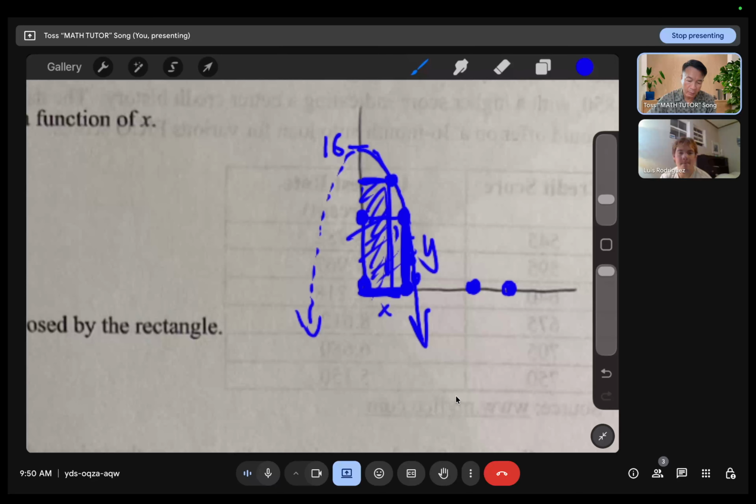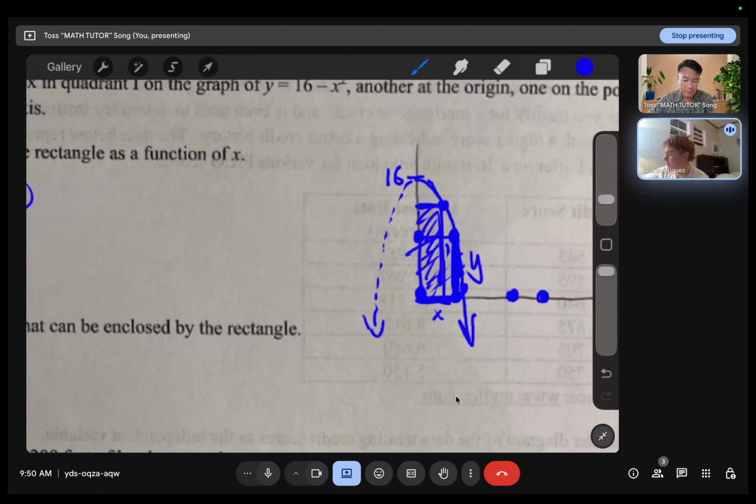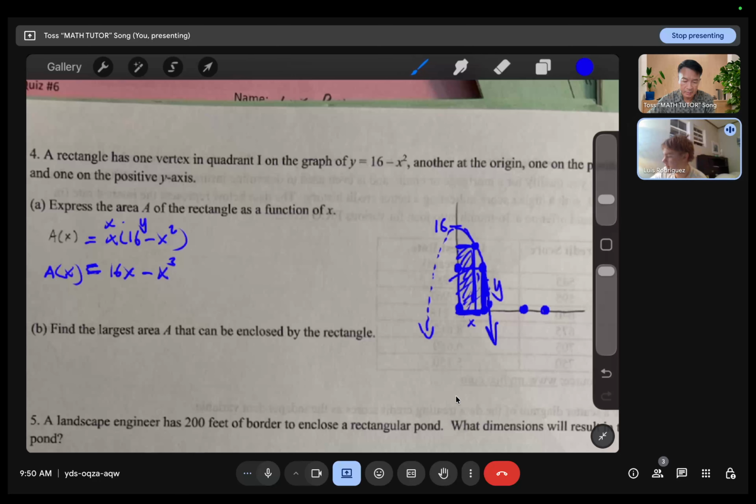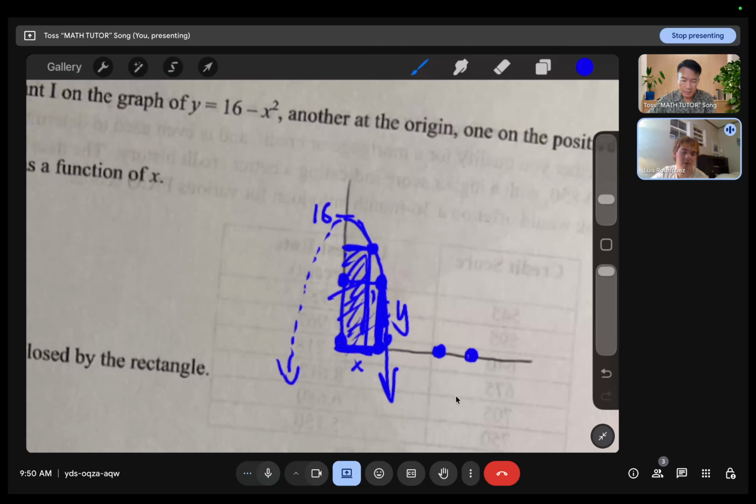So that's what I mean. The y will always be on this side of the curve. Get it? When we're making the equation, like we find the area, so it's the base times the height. And how do we know that the height is 16 minus x squared? Like when you wrote the equation.